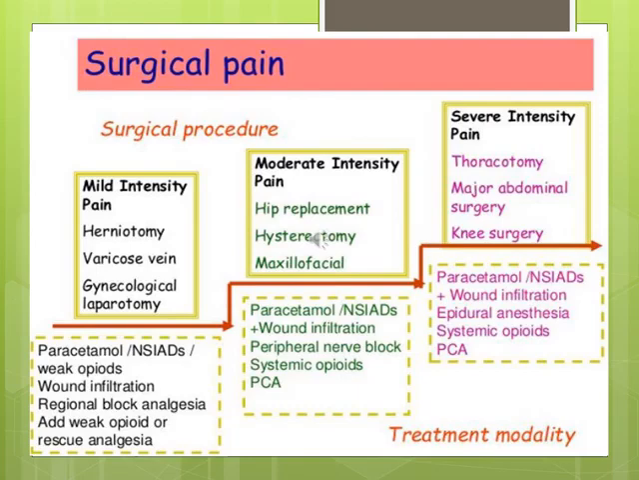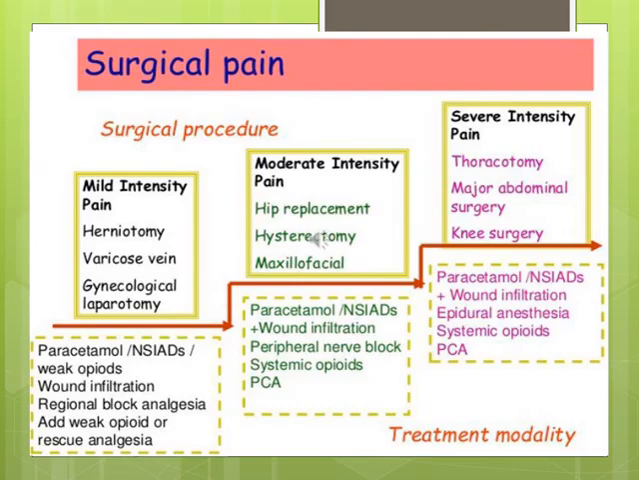In moderate intensity pain, examples of this surgery are hip replacement, hysterectomy, maxillofacial surgery. This can be treated by paracetamol with non-steroidal anti-inflammatory drugs, with or without wound infiltration, peripheral nerve block, systemic opioid, and PCA. What does PCA mean? Patient controlled analgesia. This is a special infusion pump; we can press this pump and the patient can infuse some kind of pain management every hour.